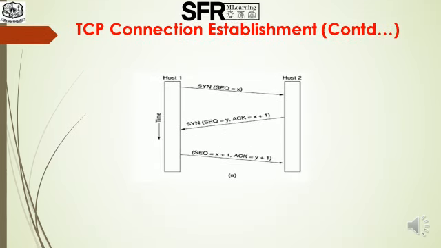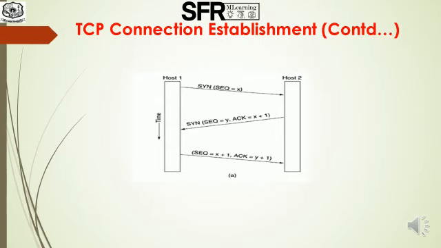Here is a simple diagrammatic example of the connection establishment process. Host 1 is a client and host 2 is a server. So host 1 first makes the connection to host 2 by using SYN with sequence number X. For a connection request, the acknowledgement is 0, which is why there is no acknowledgement field in the first packet. Host 2 accepts the connection, so SYN sequence number is equal to Y and acknowledgement is equal to X plus 1.